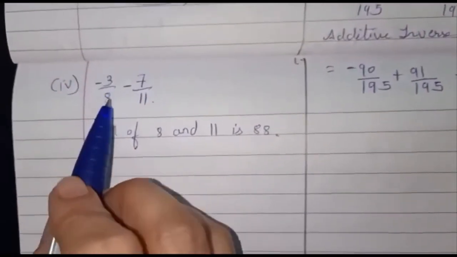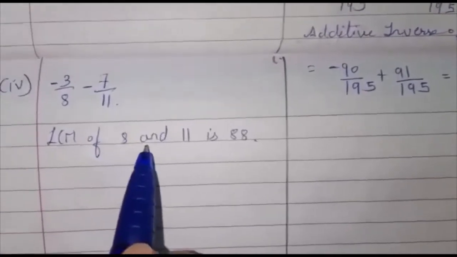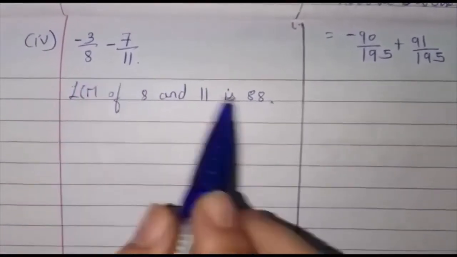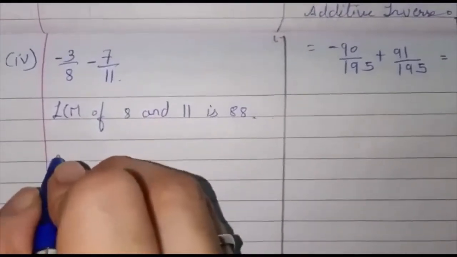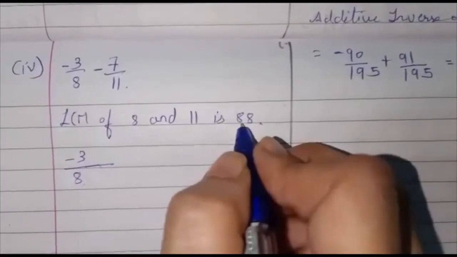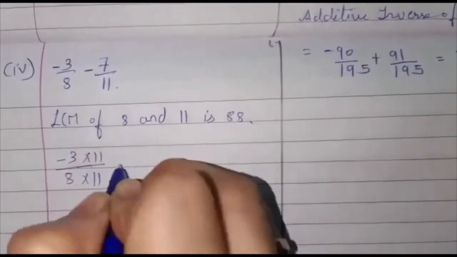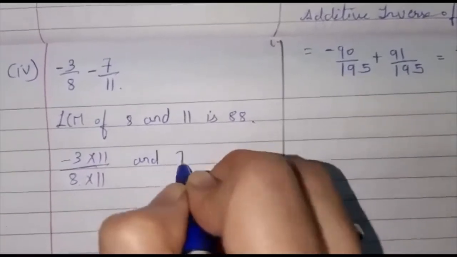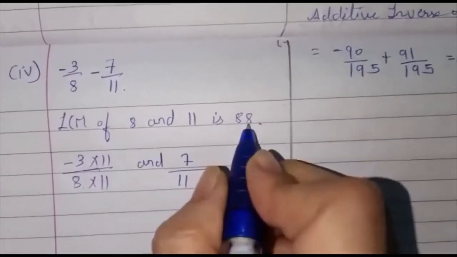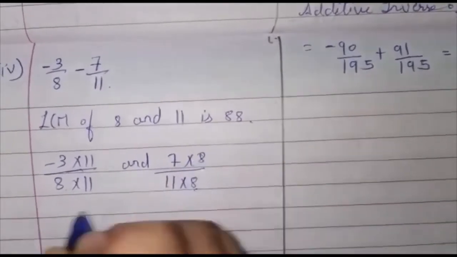Fourth number, minus 3 upon 8 minus 7 upon 11. So the LCM of 8 and 11 is 88. Now we will make the denominator 88. So minus 3 upon 8. 8 with which number I will multiply to get 88? I will multiply with 11. Down 11, up also 11. And 7 upon 11. Now 11 with which number I will multiply to get 88? 8. Down 8, up also 8.